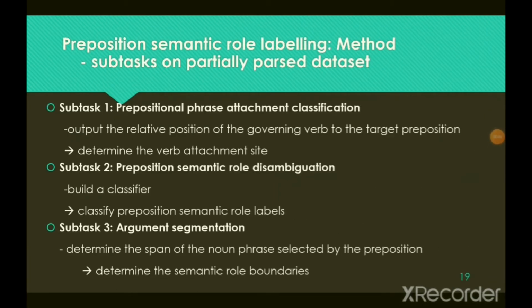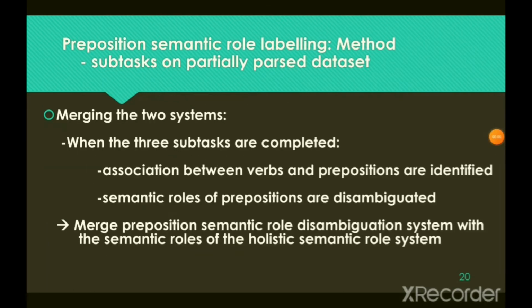We have some subtasks to do to apply the machine on the partially parsed dataset. First is to determine the verb attachment site, then classify the preposition semantic role labels, and then determine the semantic role boundaries. These subtasks are used to identify the association between verbs and prepositions and disambiguate the semantic roles of prepositions. So after these tasks are done, we can merge the two systems to do the labeling.